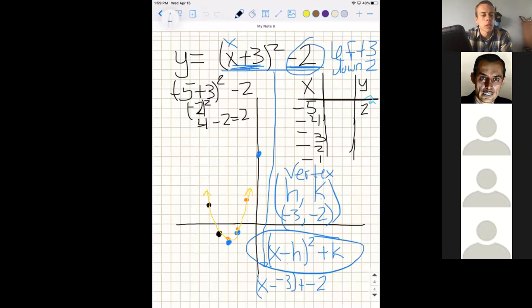Questions? Okay, Lauren had a question. What if there's a variable attached to the x, like 3x? So Lauren, your question is, what if we have something like this?